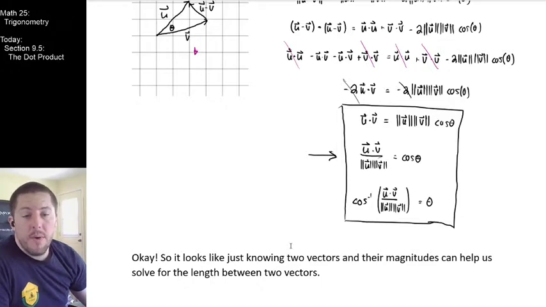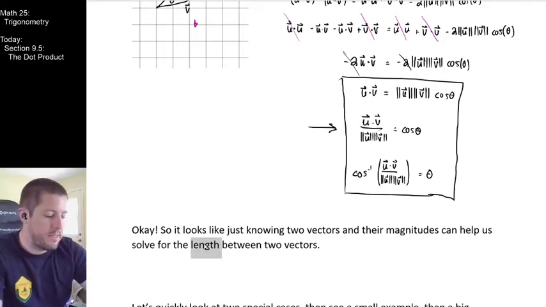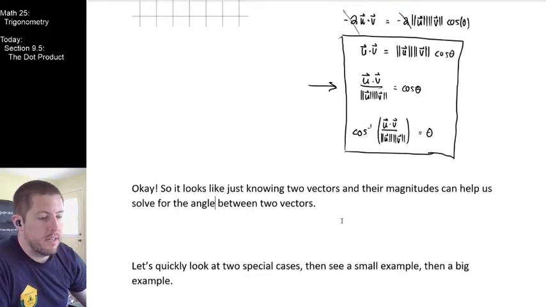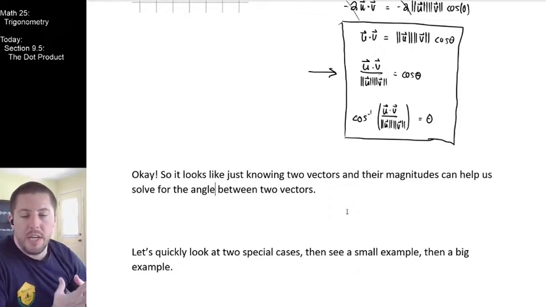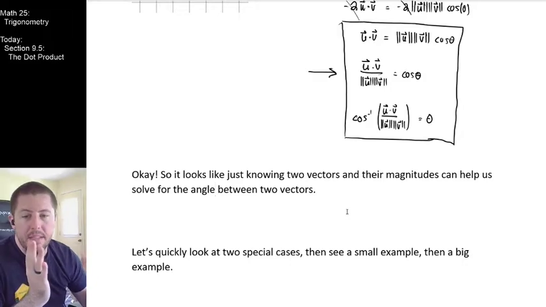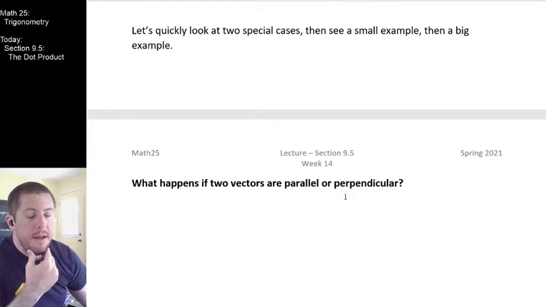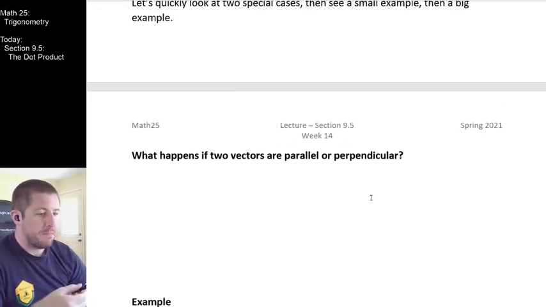So what it looks like we can do now is just by knowing 2 vectors, we can always compute the magnitude of each vector, and therefore we know enough information to find the angle between 2 vectors. So let's look at a special case with this formula real quick, then see a small example, then see a big example. So special case, small example, big example is what we're interested in here. So my first question is, what happens if two vectors are parallel or perpendicular to one another here?